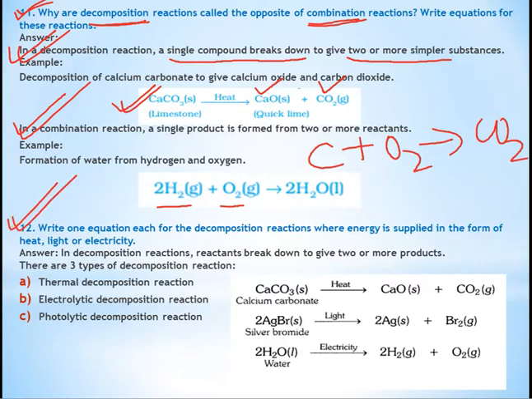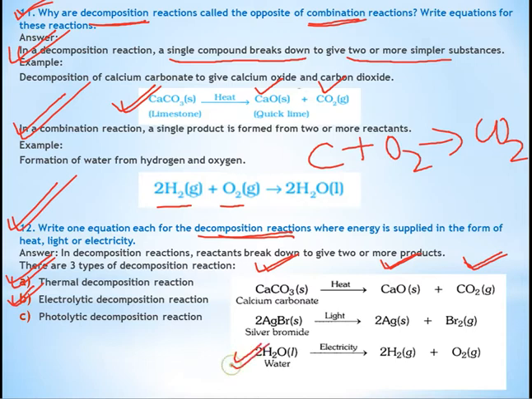Now, let's take question number 12. Write one equation each for a decomposition reaction where energy is supplied in the form of heat, light and electricity. In the textbook, three types of decomposition reactions are given: decomposition due to heat, due to light and due to electricity. If the decomposition reaction takes place in the presence of heat, it is called a thermal decomposition reaction. An example is CaCO3, calcium carbonate. When heat is applied, it breaks down to give calcium oxide and CO2. The next type is when a decomposition reaction takes place in the presence of electricity. It is called an electrolytic decomposition reaction.